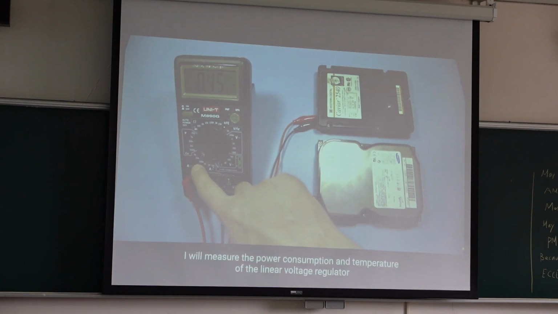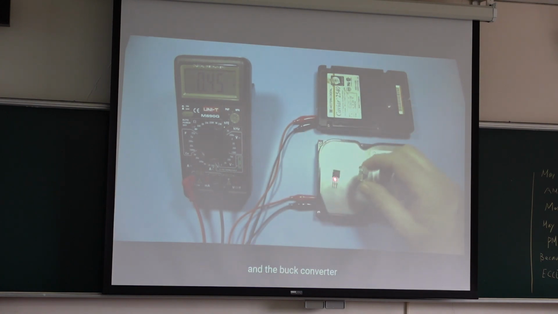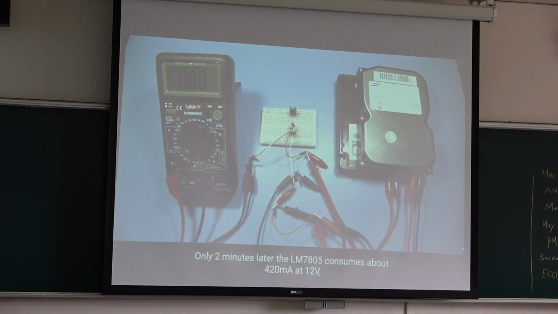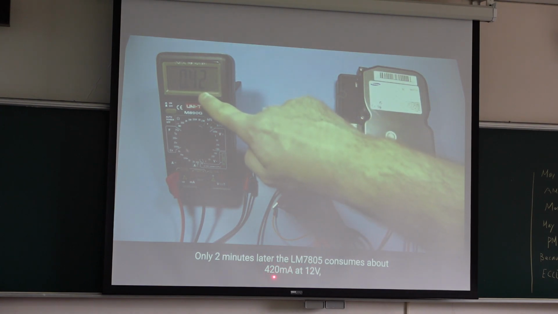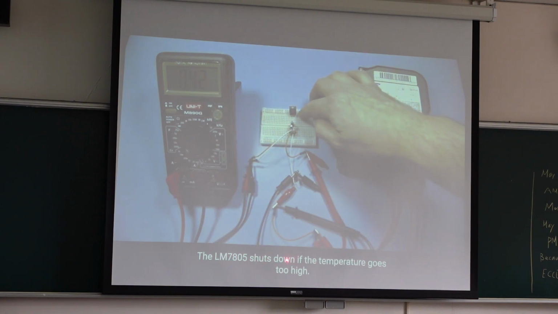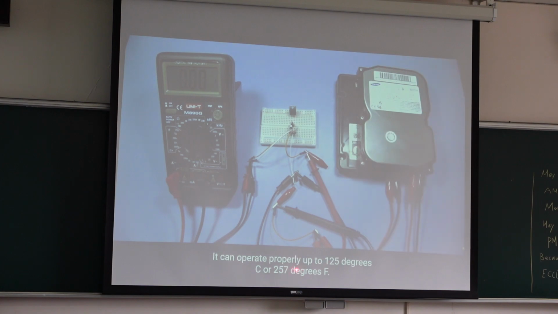I will measure the power consumption and temperature of the linear voltage regulator. It is a linear voltage regulator, but it wastes a lot of power. Under the same load, after 2 minutes, the LM7805 consumes about 420 milliamps at 12 volts. But as you can see, the power consumption drops to zero and then goes back to 420 milliamps over and over again. The LM7805 shuts down if the temperature goes too high. It can operate properly up to 125 degrees Celsius or 257 degrees Fahrenheit.